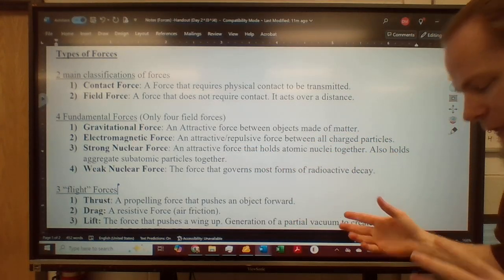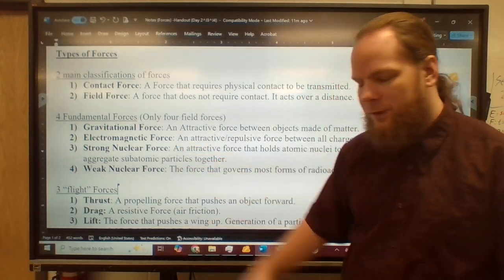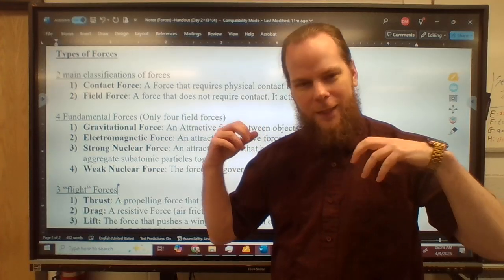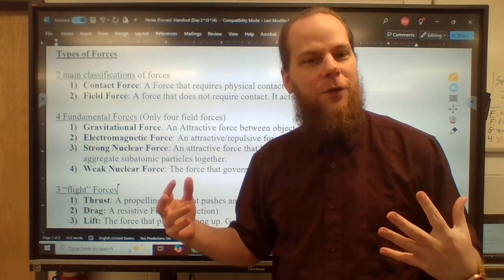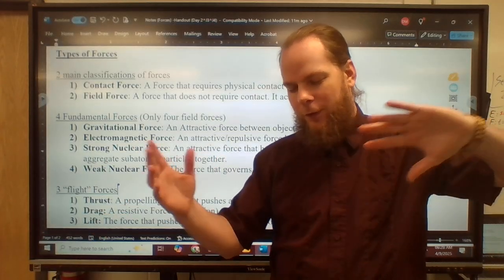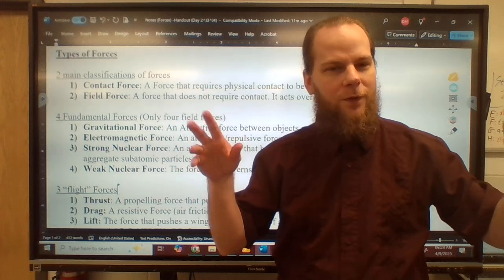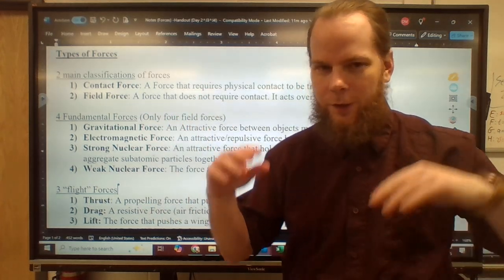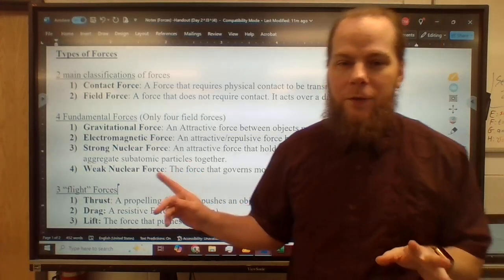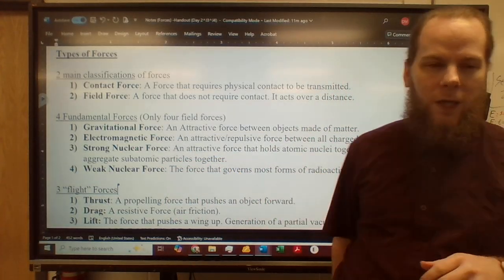It also holds aggregate subatomic particles together. So this has two functions. I'm not going to go into the second one very much. You just need to know it. I don't think you guys want to talk about hadrons and baryons and all the different kinds of quarks. We're not going to get into that in this class. But strong nuclear force holds those together, and it keeps atomic nuclei together.